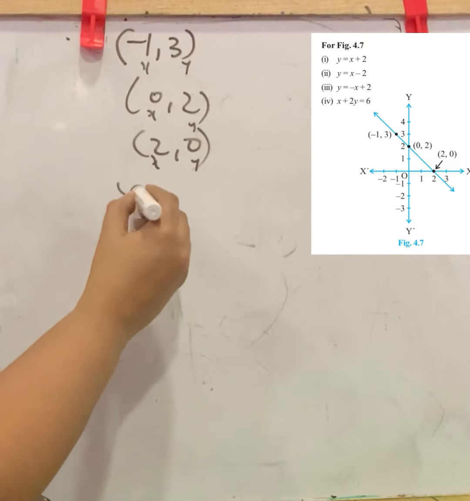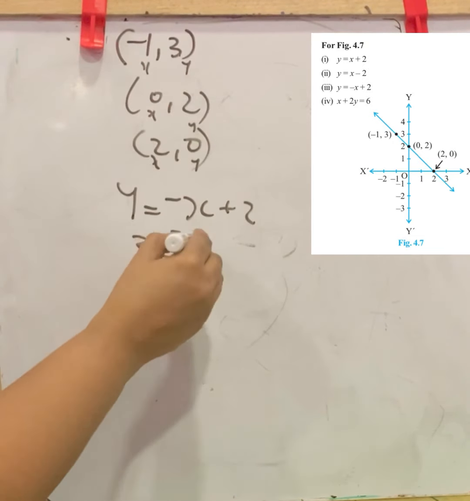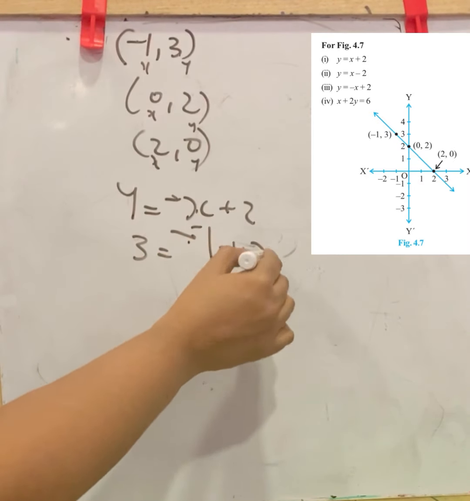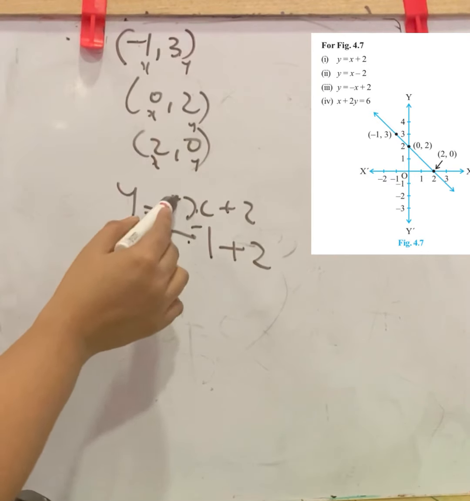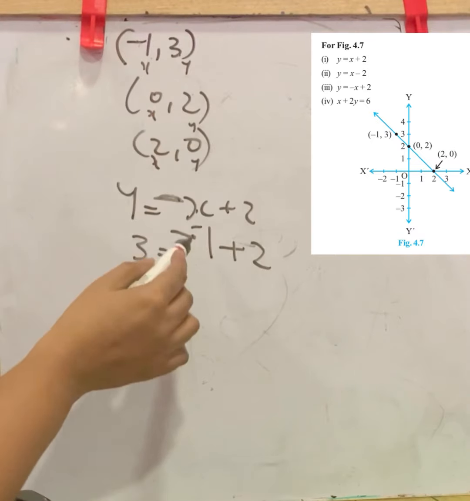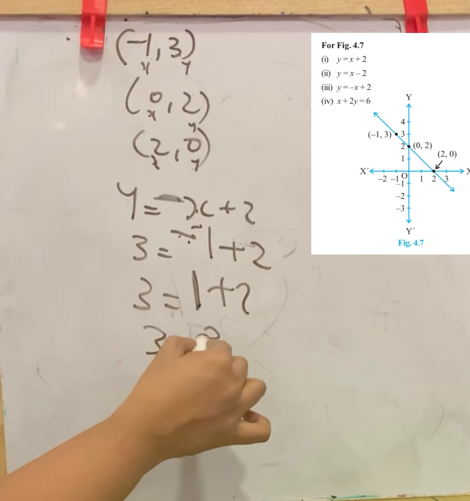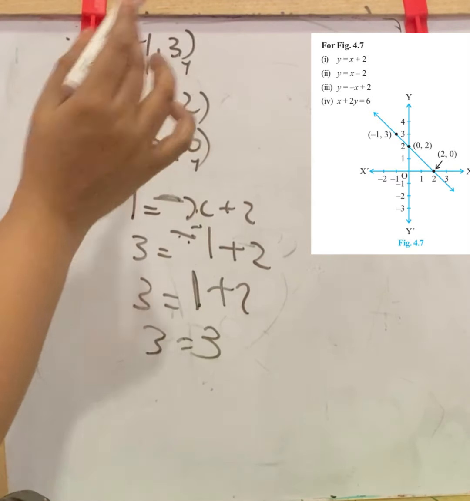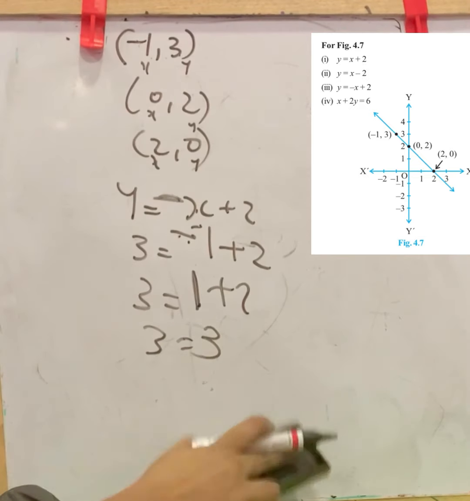Third one, y equal to negative x plus 2. Y is 3 equal to negative, and x is again negative 1, plus 2. There is already a negative in the equation, and x is negative 1, so negative of negative is positive 1 plus 2. 3 equal to 3, yes, it is right. So this satisfies the first case. Now let us check whether it satisfies the second value.